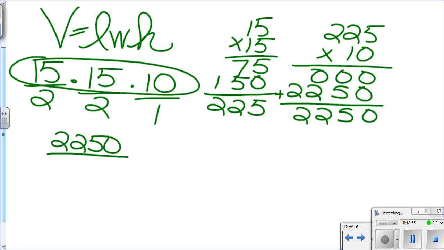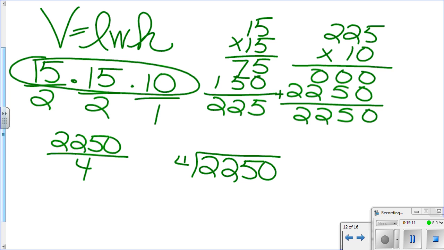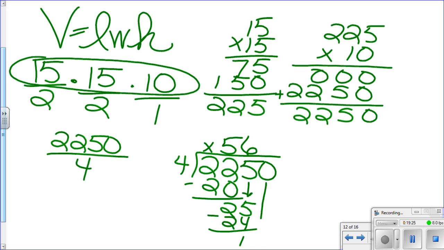My denominator is 2 times 2, 4, times 1, 4. Do I want my answer this way? No, you at least need to get it back into a mixed number by dividing. 4 does not go into 2. 4 goes into 22 5 times. Subtract, bring down the 5. 4 into 25, 6 times. 4 into 10 twice.